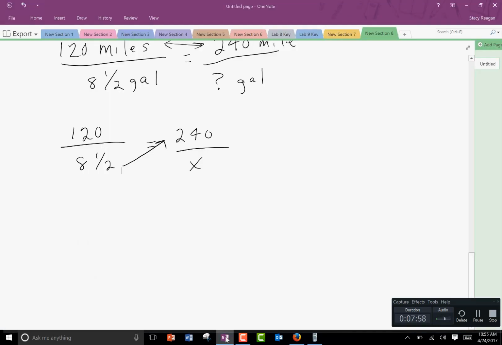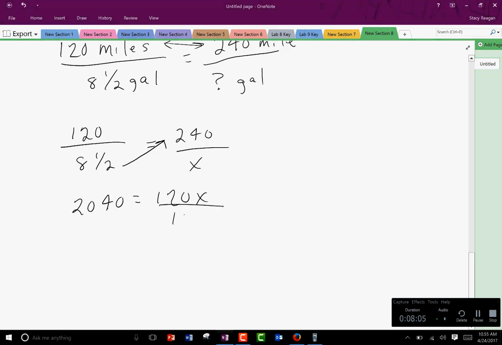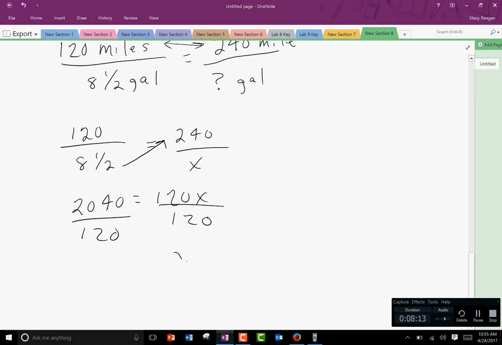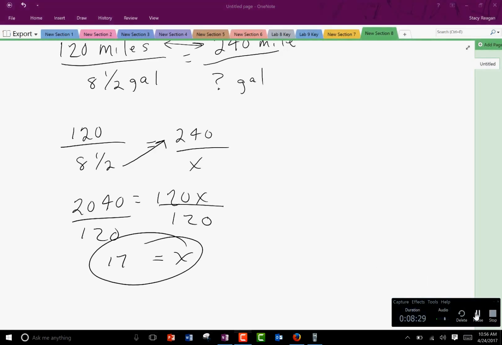So I go back to my paper. 8.5 times 240 is 2,040 equals 120x. So I take my calculator and I divide by 120. So 2040 divided by 120 comes up to 17. So what this tells me is that I would need 17 gallons of gas. Instead of 8.5 gallons, I would need 17 gallons for my 240-mile trip. And you're going to need to learn to set all these up as your proportions. Example 5 is your next example.